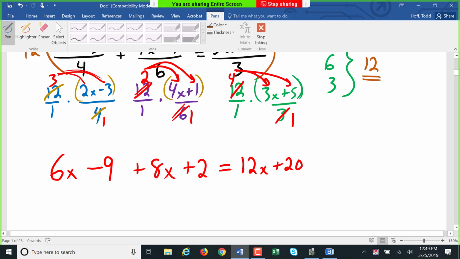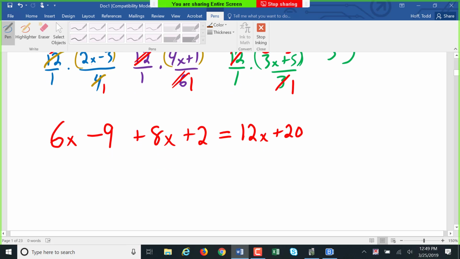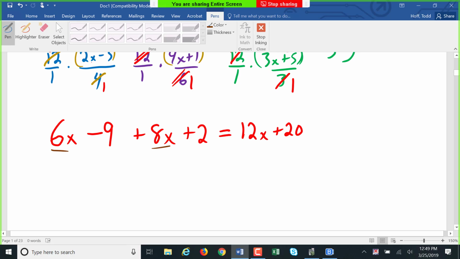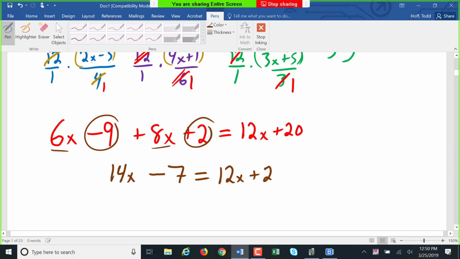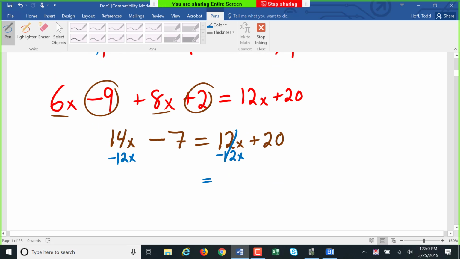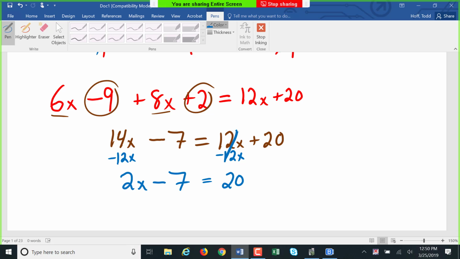What would we do first here? Combine like terms. 6x and 8x make 14x. Negative 9 and positive 2, minus 7. Of course, that equals the 12x plus 20. What's next? Get x on one side by subtracting 12x. So 14x minus 12x is 2x. We still have the minus 7. That 12x is gone, so on the right side, all we have is 20.